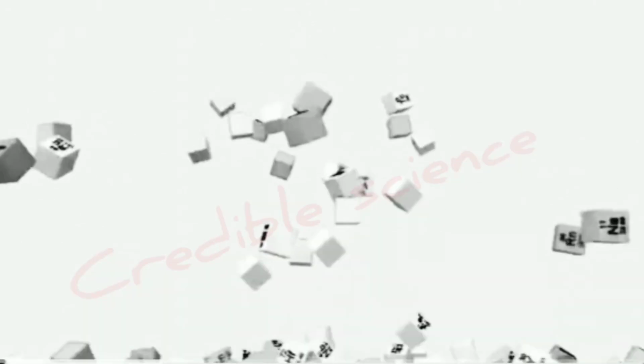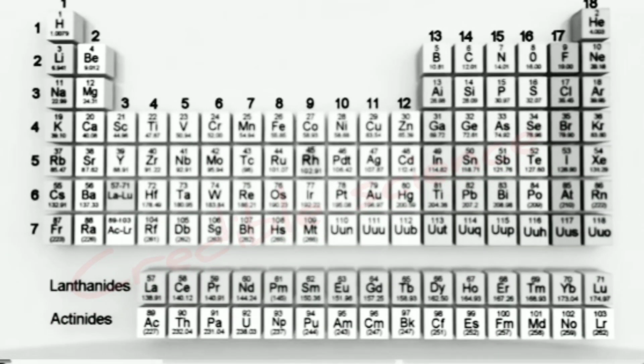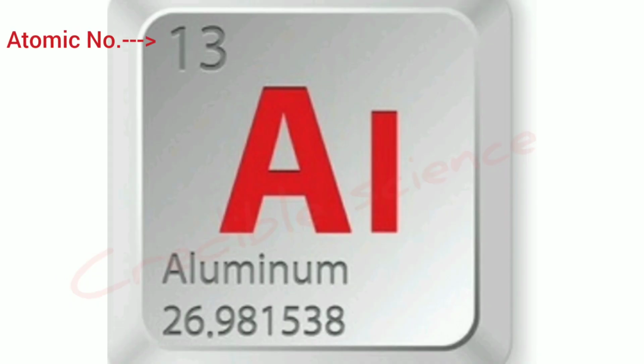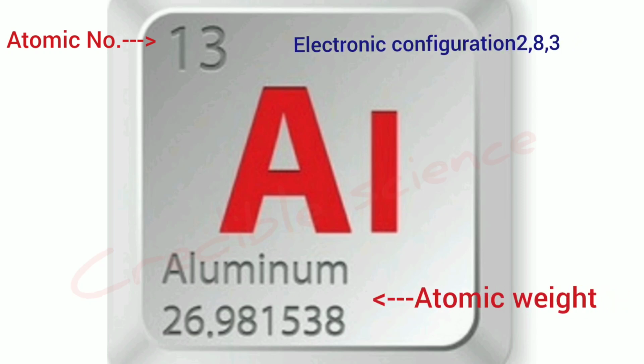Now let us understand its position in the periodic table. Where it is located, you can see that it is found in the third period and in the 13th group below boron. Its atomic number is 13 with a configuration of 2, 8, 3 and its atomic weight is 26.9.